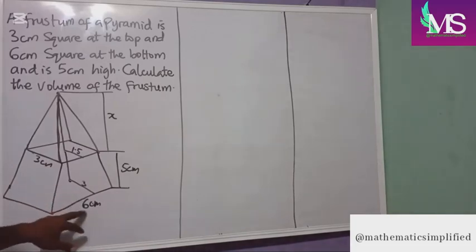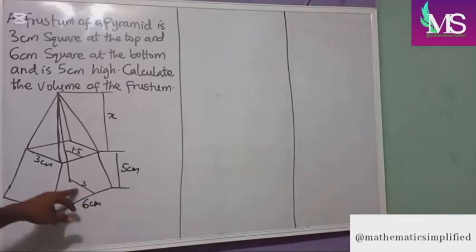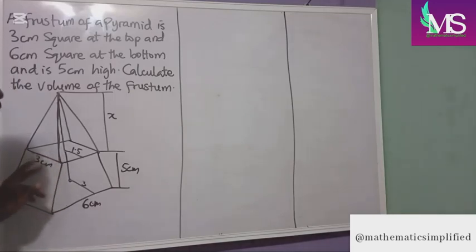They say that it is 6 cm. So if we have the radius, it becomes 3. And this is 3 cm. If we have our radius, it becomes 1.5.